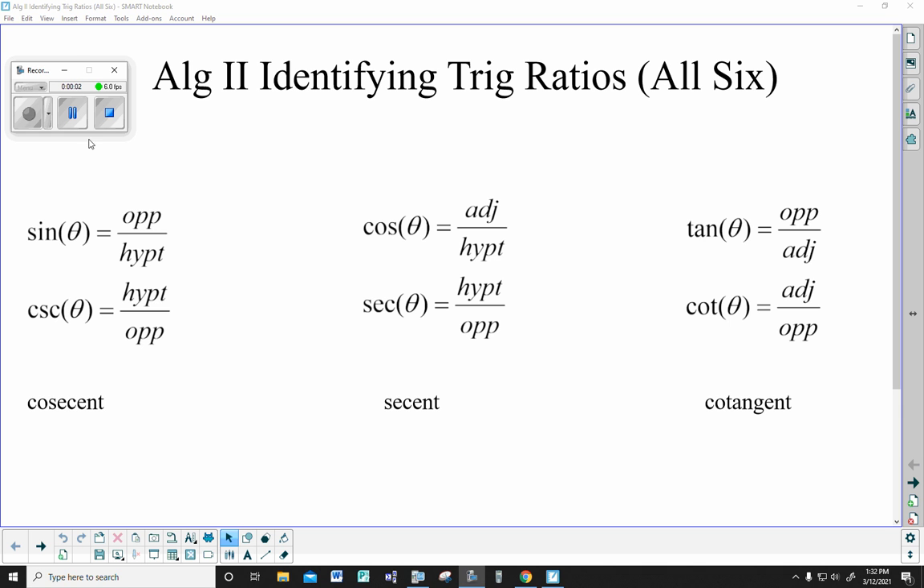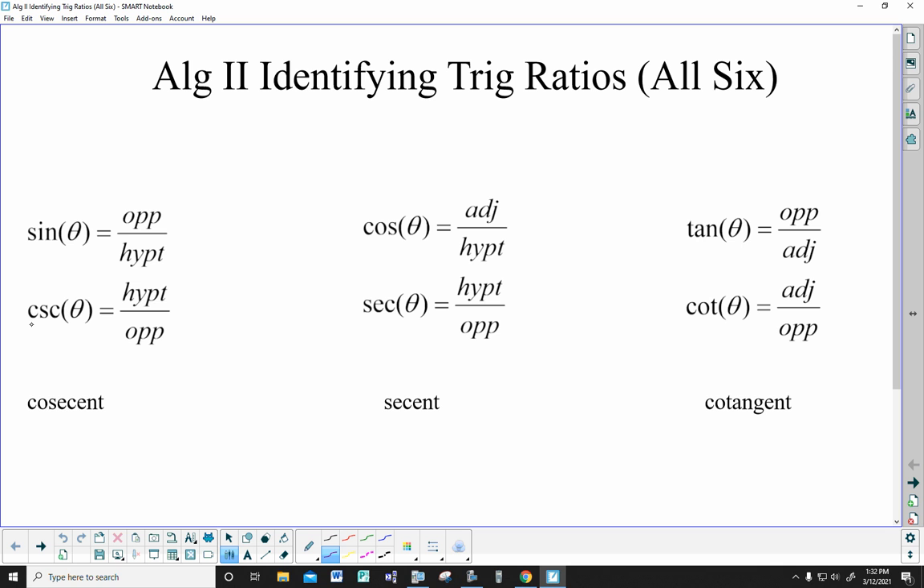Hello everybody. So this is finding all 6 trig ratios. So this is the definition of all 6. And remember, you're going to pronounce this sine. And this you're going to pronounce cosecant. Don't say CSC. Oh my gosh, no.